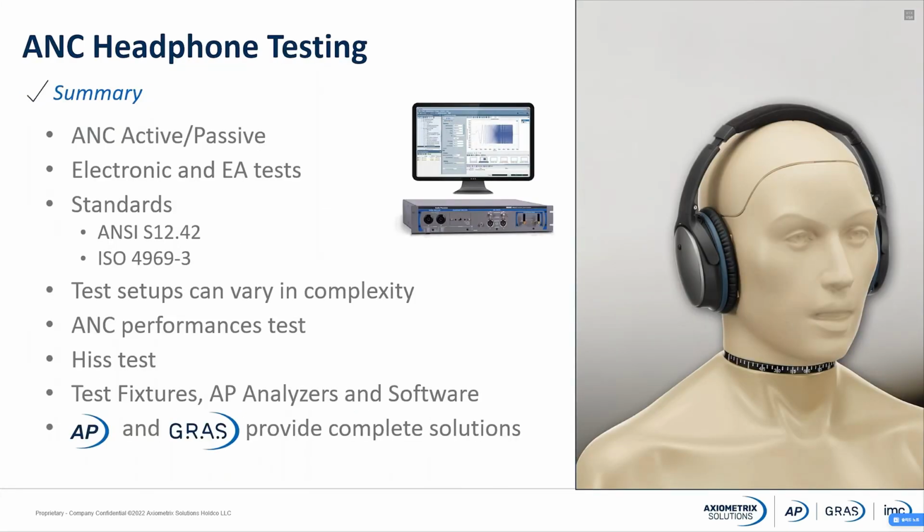So, a summary of everything we have talked about so far. We have defined the meaning of ANC, of active and passive noise cancellation. We talked about the difference between electronic test and electroacoustical test. We talked about the standards, and we really don't have any specific standards, but we can use especially the ISO standard as a guideline to try to propose a test setup. We've seen test setups with different complexities.